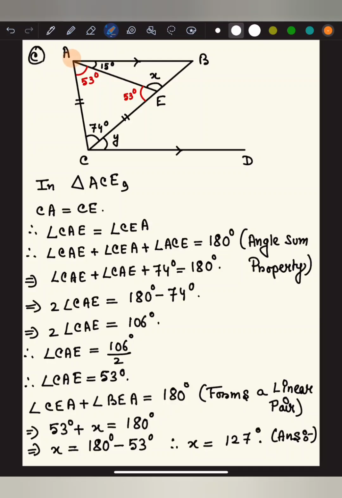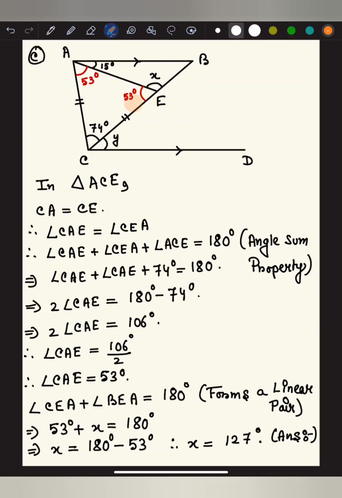So let's first start with this triangle, triangle ACE, okay? In this triangle, CA equals CE, therefore these two angles will be equal, right? Now from the angle sum property we know that the sum of three angles of a triangle is 180 degree. Now this is 74 degree, so the sum of these two angles will be 180 degree minus 74 degree, that is equal to 106 degree. And since these two angles are equal, 106 degree will get divided equally into 53 degree and 53 degree, right? So these two angles come up to be 53 degree.